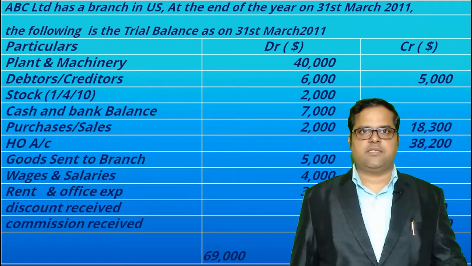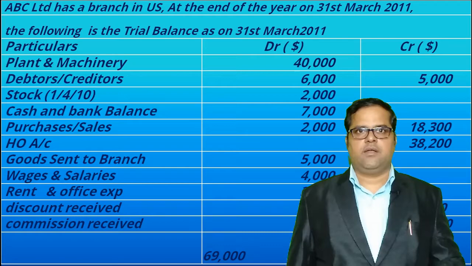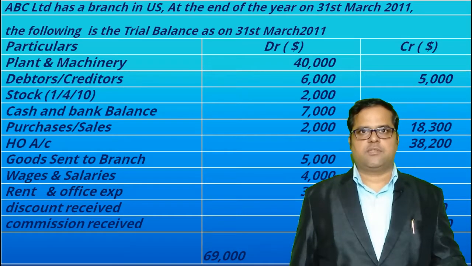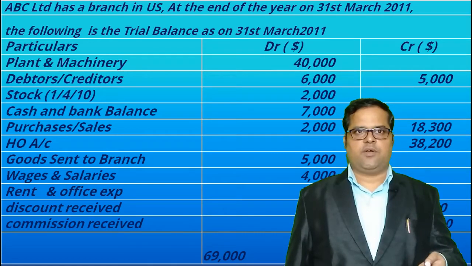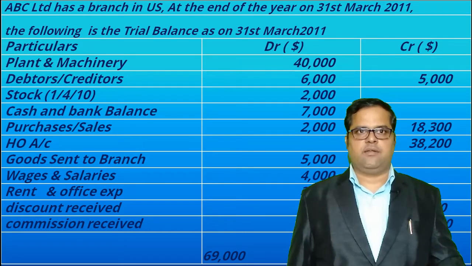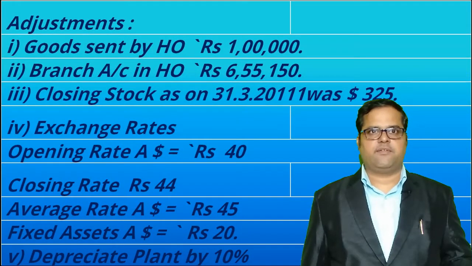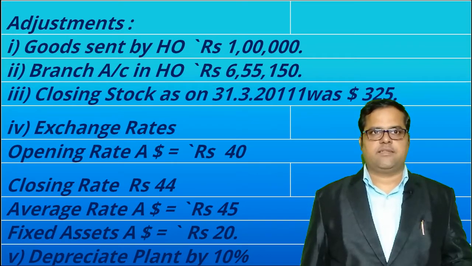ABC Limited has a branch in US. At the end of the year, as on 31st March 2011, they have provided you a trial balance. The format is very familiar. Particulars, debit dollars and credit dollars. You can see all the assets like we used to see in final account sum. Adjustments, like in any other final account sum, even in this sum you will be provided with the adjustments. Let us see the adjustments.